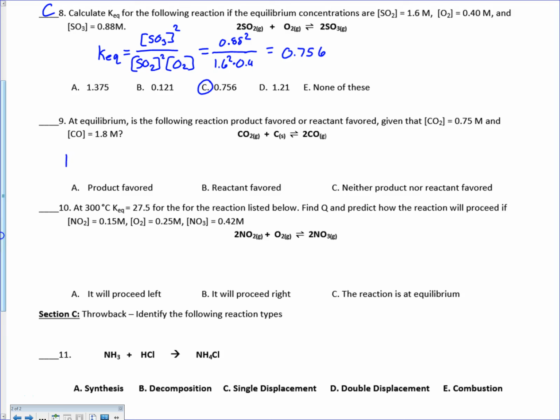So in this one, Keq equals products over reactants, leaving out the carbon. We get CO squared over concentration of CO2, which gives us 1.8 squared over 0.75. You calculate that, and you should get 4.32. This one is greater than 1, so Keq here is greater than 1, which means that it is product favored.